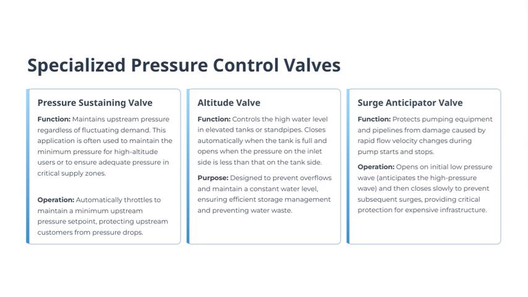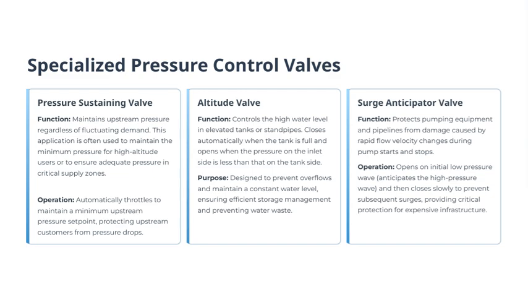Next, we have the altitude valve. Its purpose is to ensure efficient storage management by controlling the water level in elevated tanks or standpipes. It automatically closes when the tank is full and opens when the pressure on the inlet side is less than that on the tank side. This automatic operation helps maintain a constant water level and prevents overflows, ultimately reducing water waste.